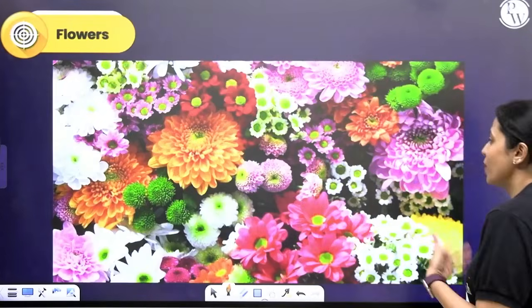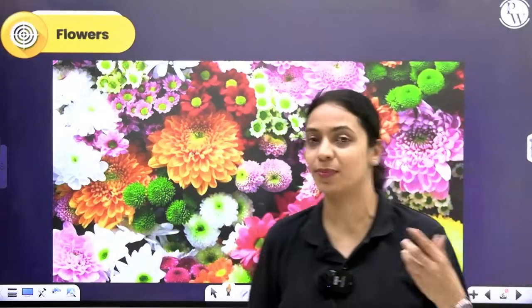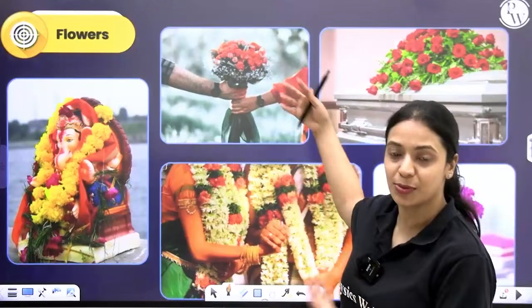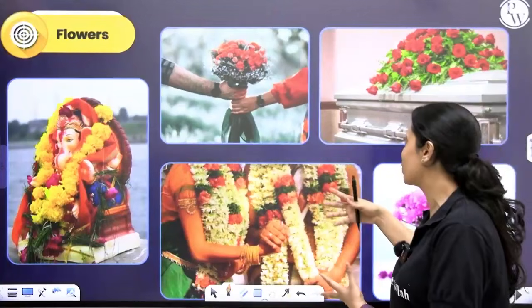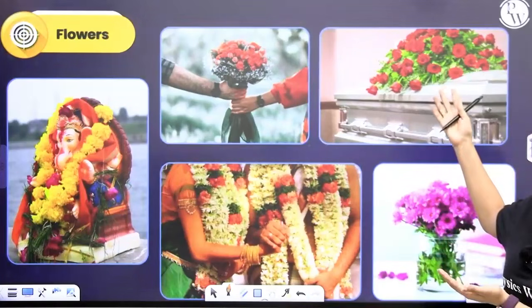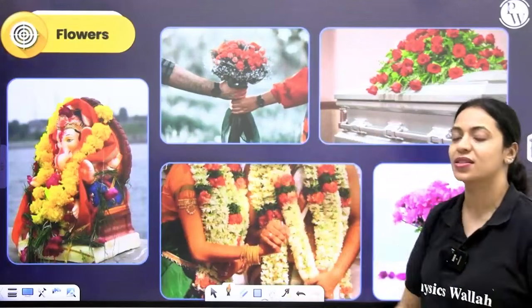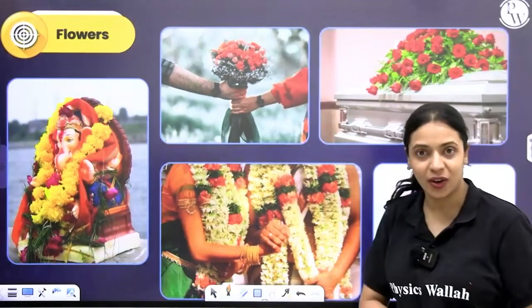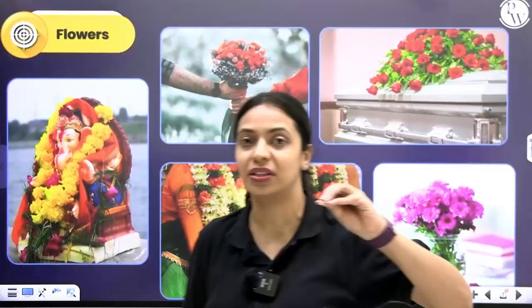Now, flowers come in so many different colors, shapes, sizes. They're very pleasing to the eyes, and we have so many different ways in which we can make use of flowers. We use them to worship our God. We use them to express love. We use them in weddings. We use them when somebody passes away, and if you want to mourn their loss, then you use flowers. We use them in home decor, and humans have come up with innumerable ways to make use of flowers.